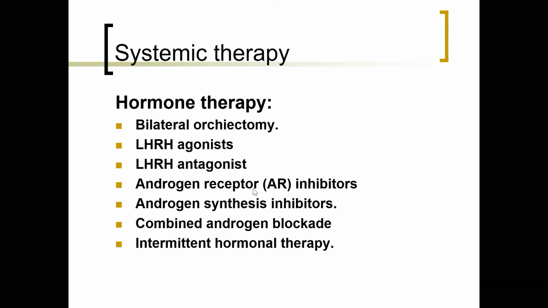Next one is androgen receptor inhibitors. While LHRH agonists and antagonists lower testosterone levels in the blood, androgen receptor inhibitors block testosterone from binding to so-called androgen receptors, which are chemical structures in cancer cells that allow testosterone and other male hormones to enter the cells. In effect, AR inhibitors stop the testosterone from working.